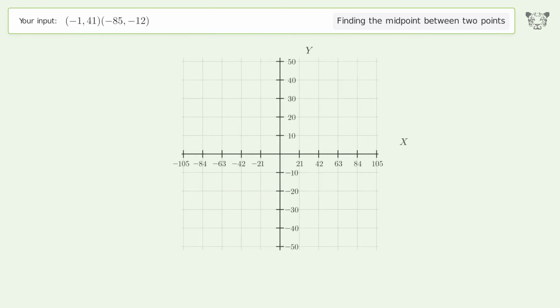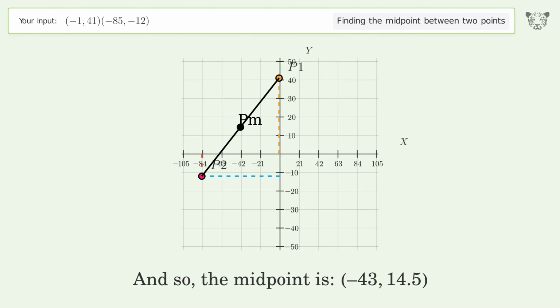And so, the midpoint is negative 43, 14.5.